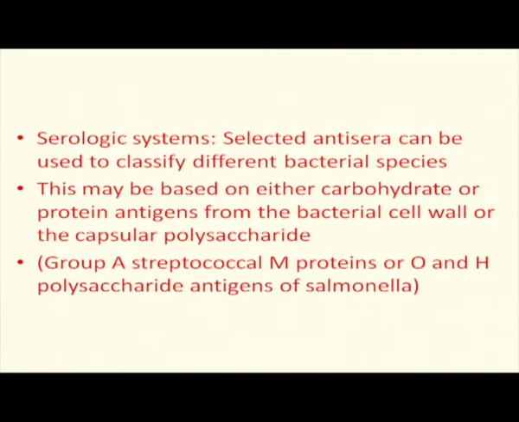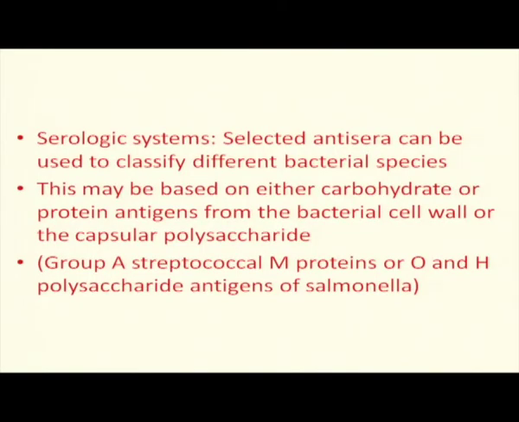This is based on either the carbohydrate or the protein antigens which are present on the outer side of the bacterial cell wall, or which are present on what we call the polysaccharide wall outside. For example, you have specific tests for the streptococcal M proteins, or for Salmonella O and H strains you have specific traits to identify them. So, such final identification tests are based on what we call the serological systems.